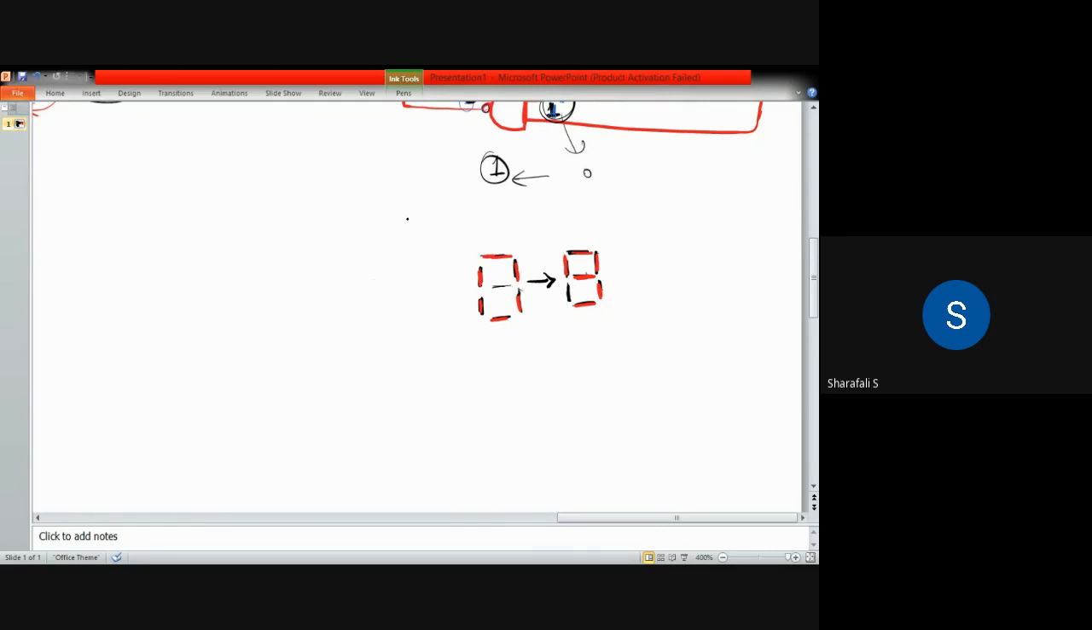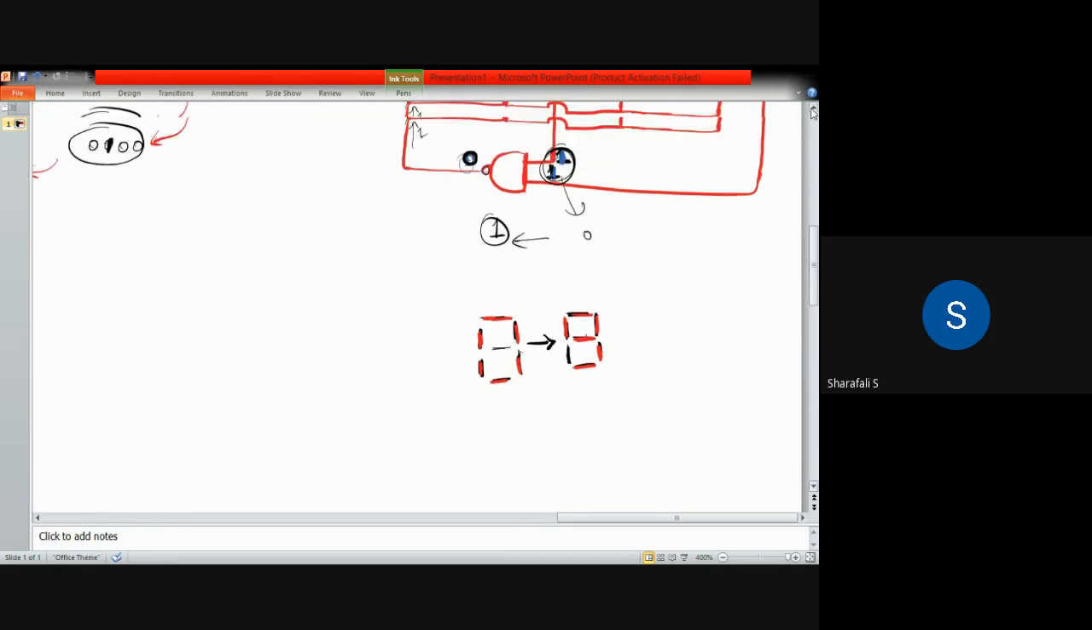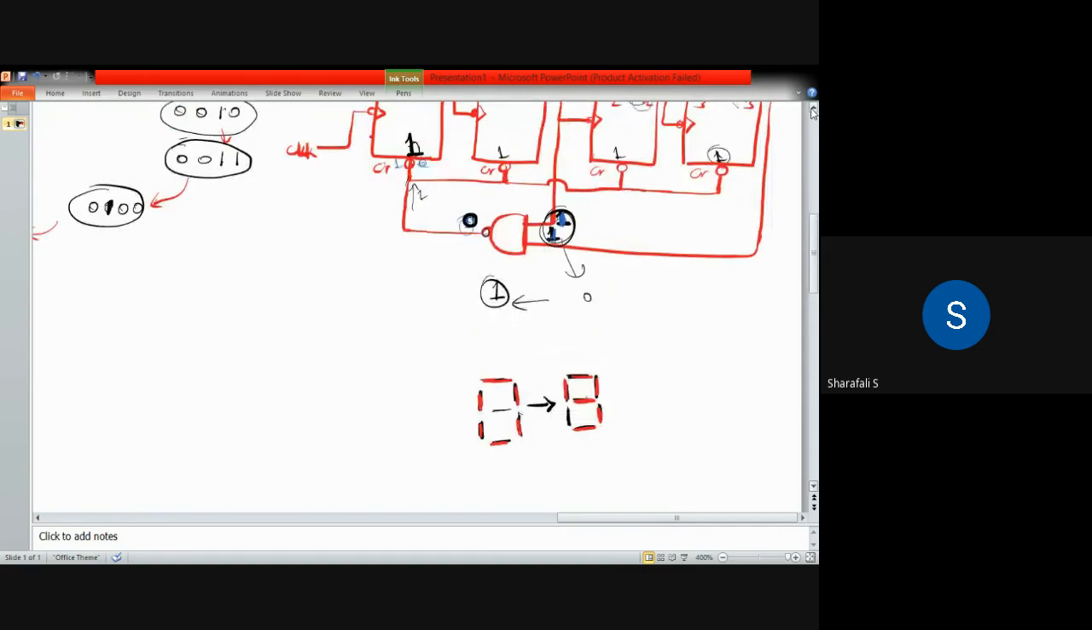So in today's class, we discussed up to this decade counter, the decade ripple counter. In the assignment, as I said, you have to do two K-map problems, and then the 3-bit asynchronous counter, and then we also have the 3-bit synchronous counter. Complete this also, the 3-bit synchronous counter.